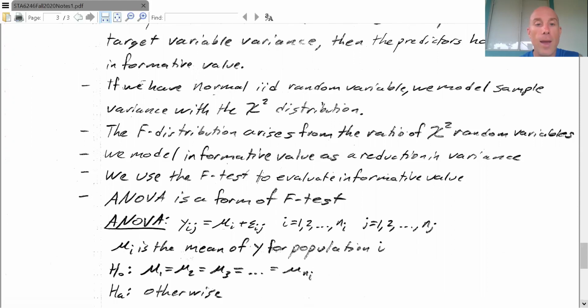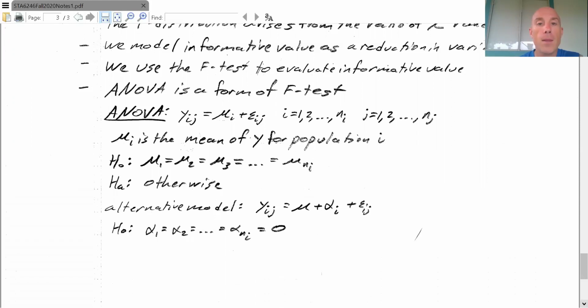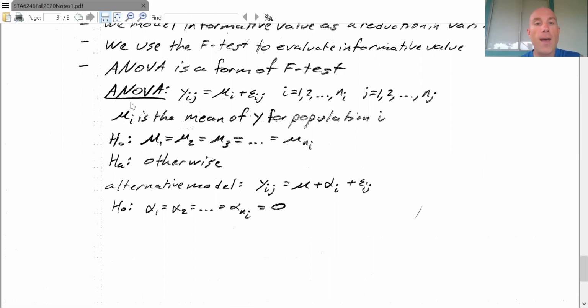Let's take a look at an example. Let's say that our model for ANOVA is y sub ij is equal to mu sub i plus a fluctuation term epsilon sub ij. Here i is the subpopulation and j is the jth observation within that subpopulation. In this situation, we know the number of subpopulations and the number of observations within each subpopulation. And mu sub i is the mean of y for population i.